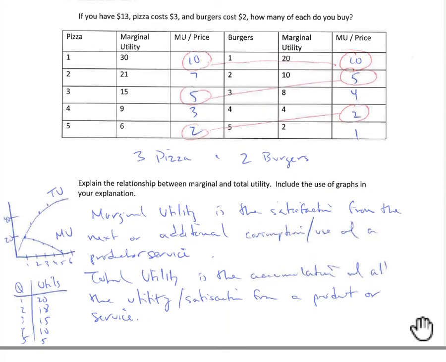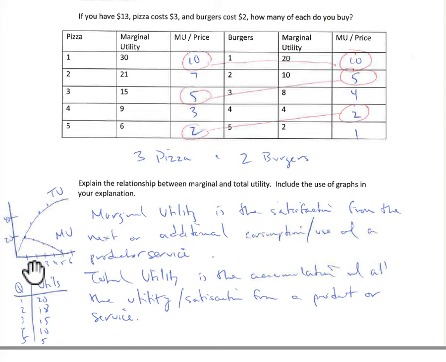Next question is understanding the relationship between marginal and total utility. Marginal utility is the satisfaction from the next or additional consumption or use of a product or service. So I'm going to get more satisfaction from the next pizza I eat, the next haircut I get, or whatever it may be. While total utility is the accumulation of all the satisfaction from a product or service in some time frame. So the total utility is adding up all the marginal utilities.